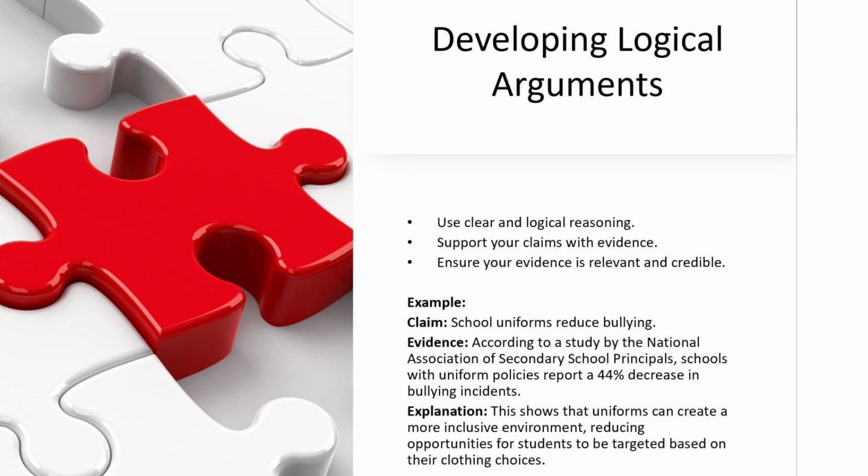For example, claim: school uniforms reduce bullying. Evidence: according to a study by the National Association of Secondary School Principals, schools with uniform policies report a 44% decrease in bullying incidents. Explanation: this shows that uniforms can create a more inclusive environment, reducing opportunities for students to be targeted based on their clothing choices.